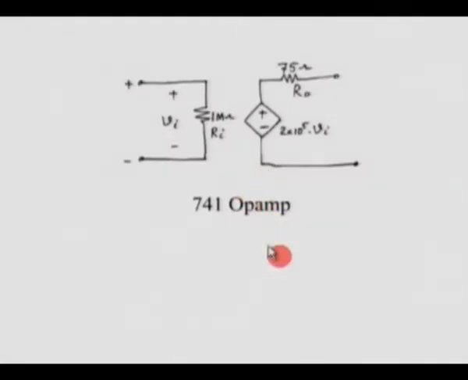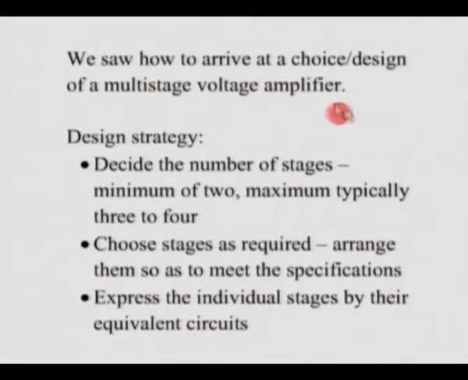What we have here is the equivalent circuit, the open loop equivalent circuit of a 741 op amp. Now for a 741 op amp, the input resistance is 1 mega ohm, the open loop gain is 2 into 10 power 5, and the open loop output resistance R naught is 75 ohms. So we see a lot of similarity between what we considered in the previous numerical example and what we saw here, except for some of the numbers.